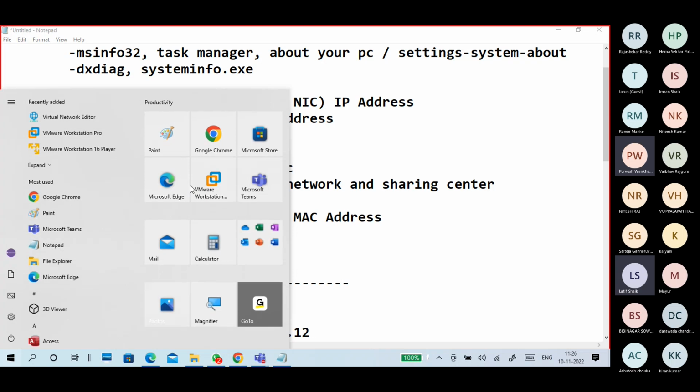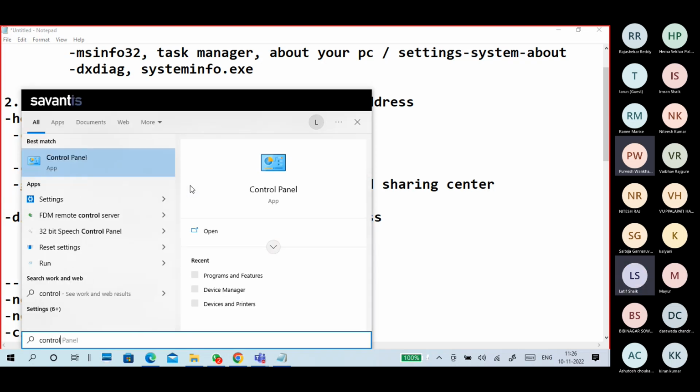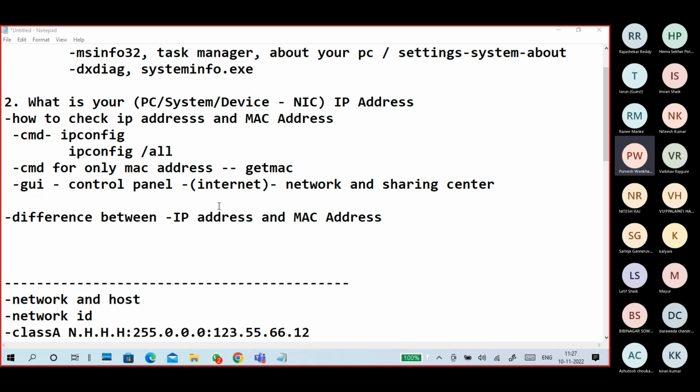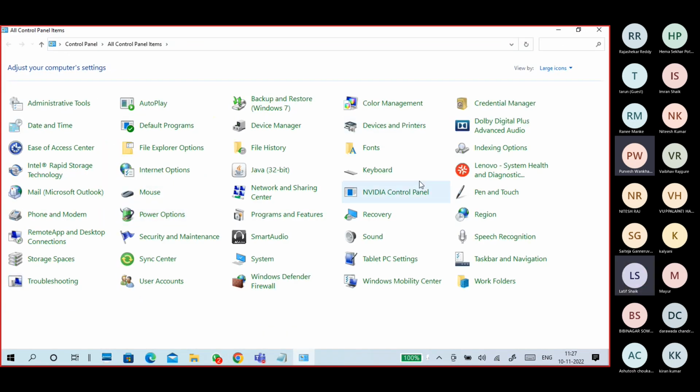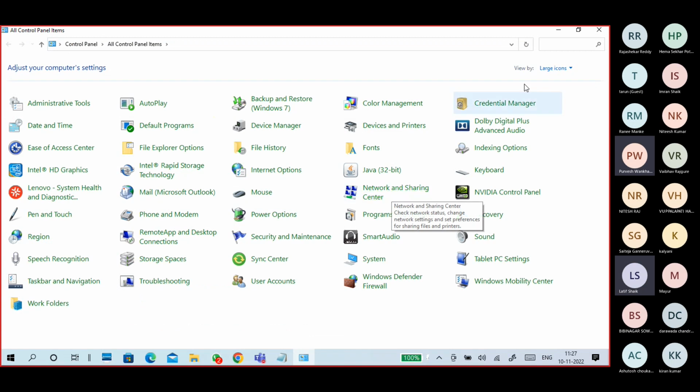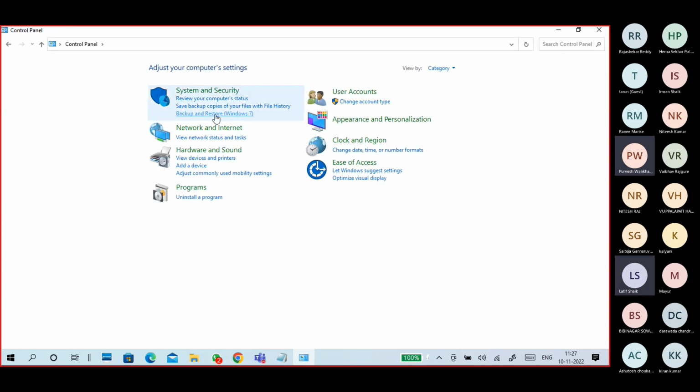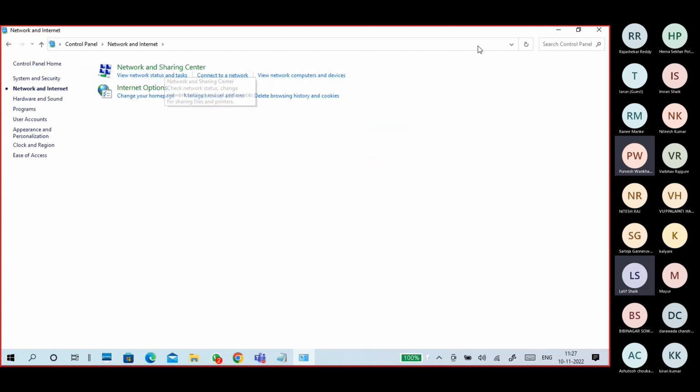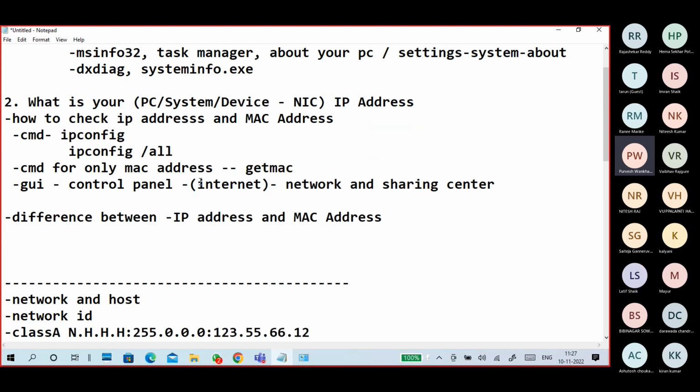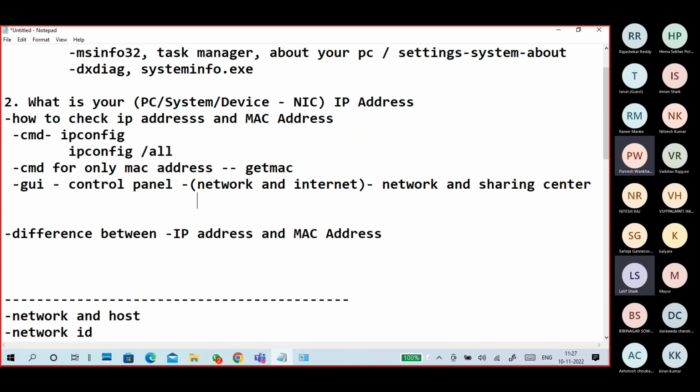Okay, so I will show you this Control Panel. If it is like this, you can see the Network and Sharing Center. If it is category mode, then it is Network and Internet. We go to Network and Internet, Network and Sharing Center. So it depends upon how you use it. Network and Sharing Center, change adapter settings.